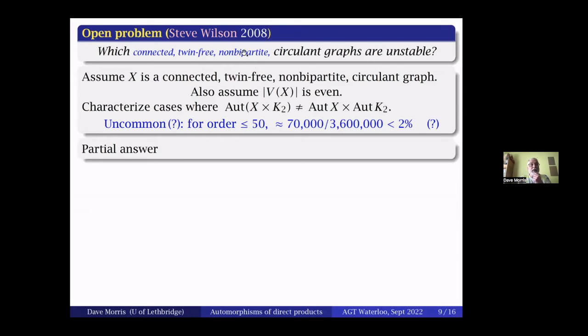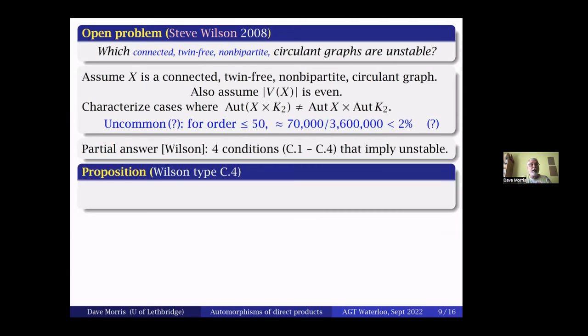So, okay, we're trying to understand this question. We're trying to find these unusual graphs whose automorphism group is not what we would expect. Well, we have a partial answer in the same paper where he asked this question. Steve gave some sufficient conditions for a circulant graph to be unstable. In fact, he gave 4 different conditions, called them C1 through C4, that imply a circulant graph is unstable.